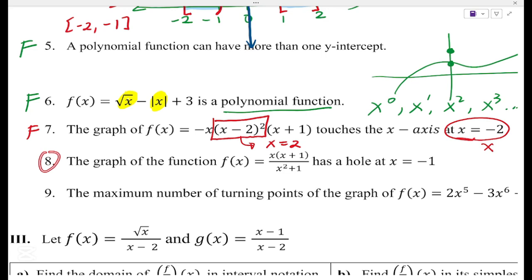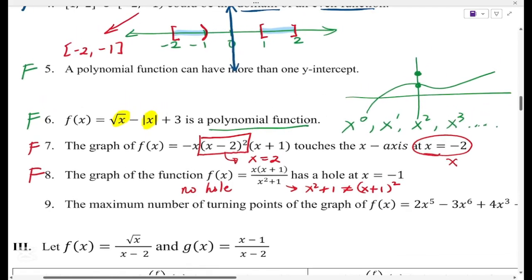For number 8, the graph of the function has a hole at x equal to -1. Remember, the rational function has a hole if there's a common factor. As you can see here, there's no common factor in numerator and denominator. Take note that this x squared plus 1 is not equal to (x plus 1) squared. And you cannot factor this denominator. So meaning there's no common factor. There is no hole. So there's no hole here in the rational function, meaning this is false.